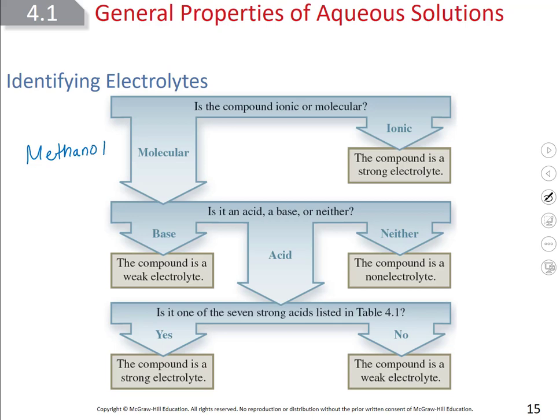Methanol, let's give the formula for methanol. Methanol is CH3OH. Let's determine what kind of electrolyte it is: a strong, weak, or non-electrolyte. First question at the top of the flow chart.